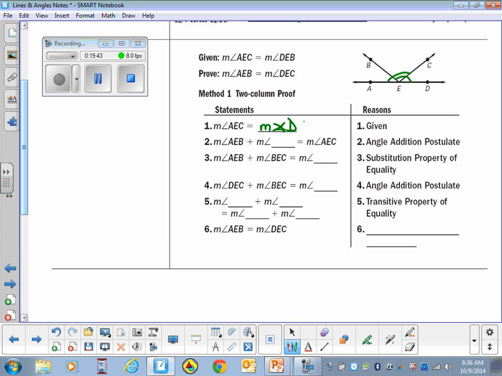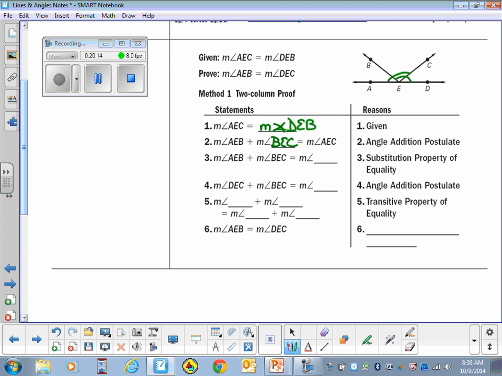Measure angle DEB. Now they tell us we're going to use angle addition postulate to say the measure of angle AEB plus something will equal the measure of angle AEC. So what do I have to add? Peyton? Oh, the measure of angle BEC, is that what you said? Okay, good.